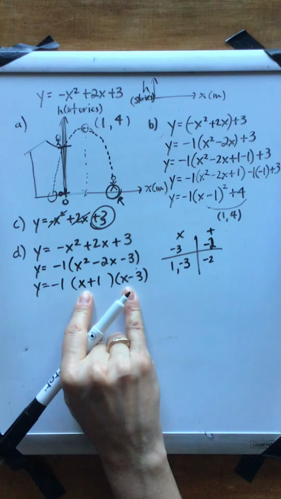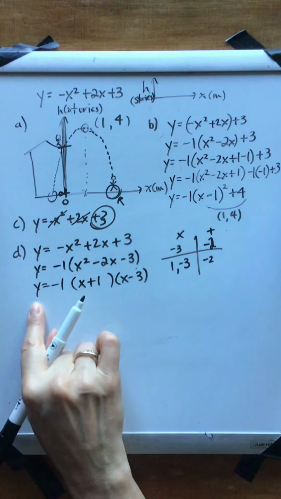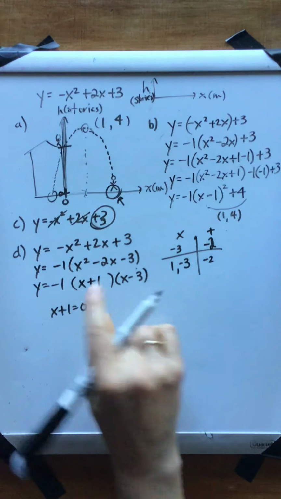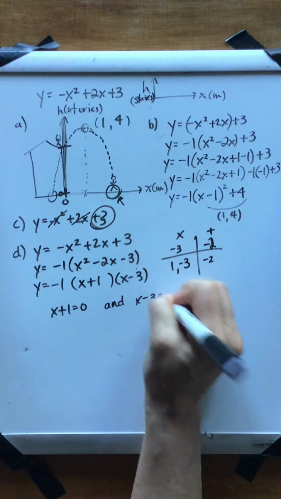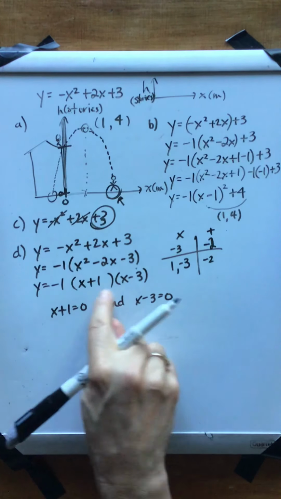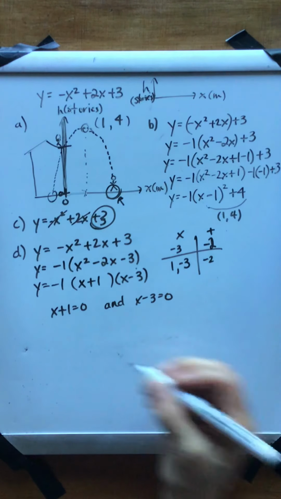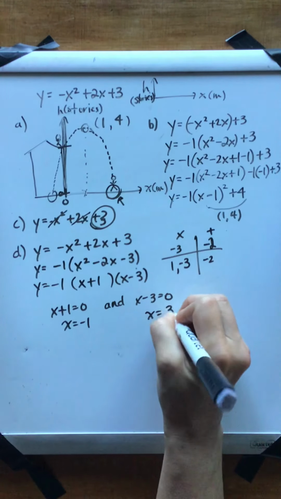To find out what the values of those x-intercepts are, remember that those occur when y is equal to 0. So we can say x plus 1 has to be 0. We can also say that x minus 3 has to be equal to 0 if we want the right side of the equation to be 0 when the left side is equal to 0. Rearranging for x gives x equals -1 and x equals 3.